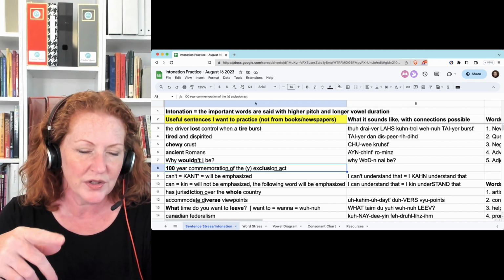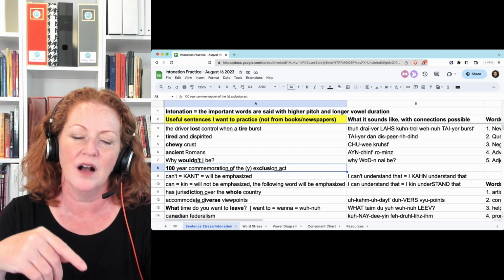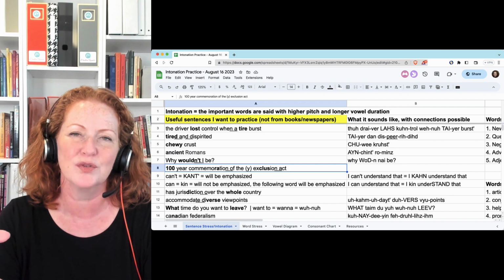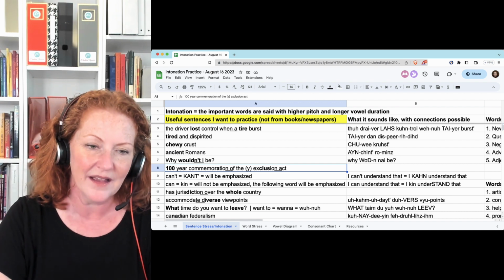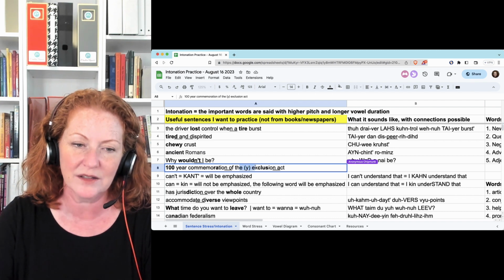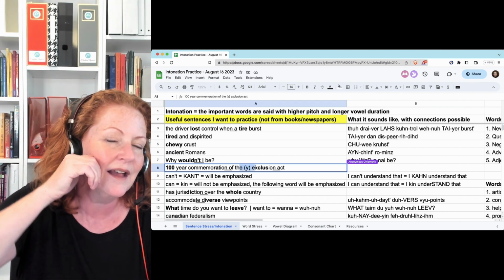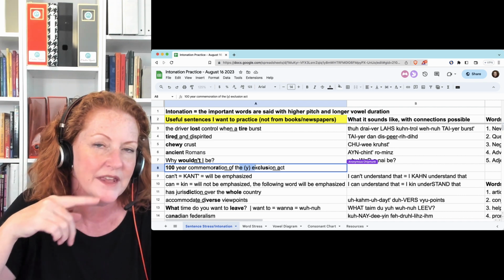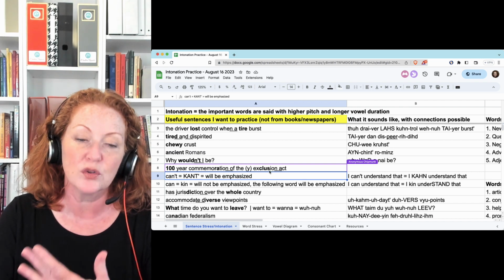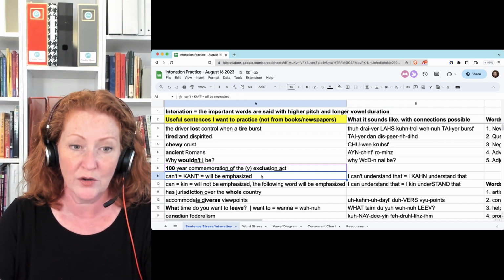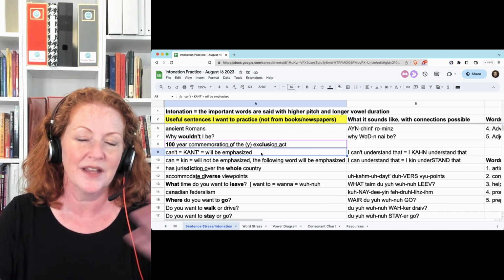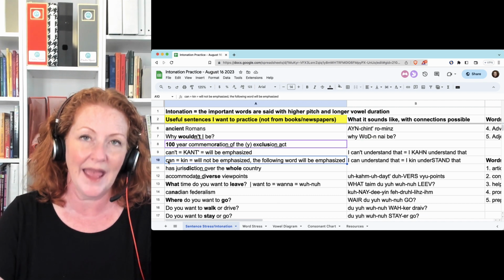You can say 100 or 100, either way. 100-year commemoration of the Exclusion Act. So it's pronounced "the" when the next word begins with a vowel. So in this case, the exclusion, your tongue goes high for the E and then slides down for the Y. The exclusion. 100-year commemoration of the Exclusion Act. And hold the T.